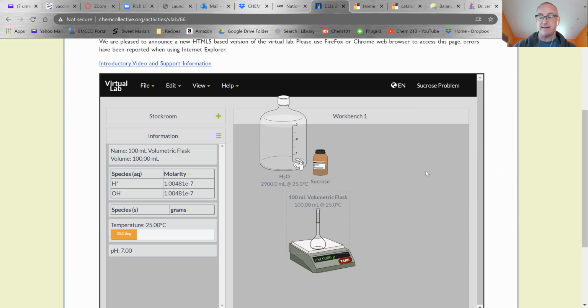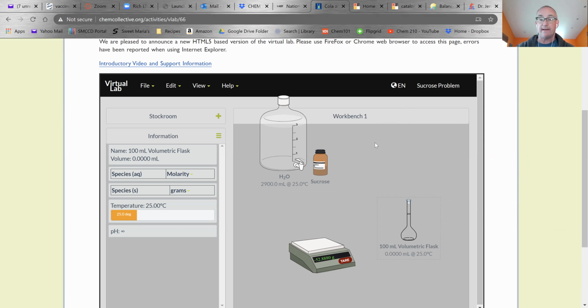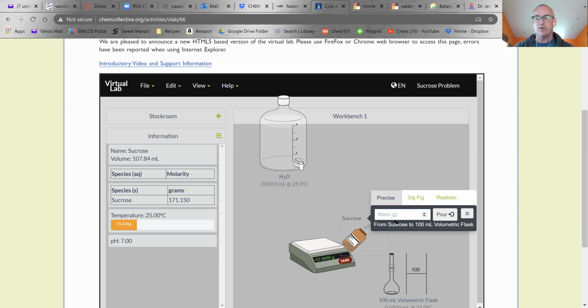So now let's take that off and remove the liquid. Just right click on it and you can remove the liquid. Okay. Now we can add some sucrose. We're going to do a number of different masses of sucrose per 100 mils. I think I suggested 5, 10, 15, 20, 25, 30, 40, and 50, something like that. You want to have lots of points on the line.